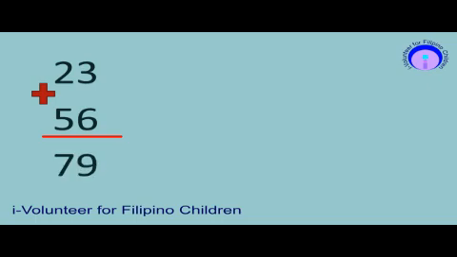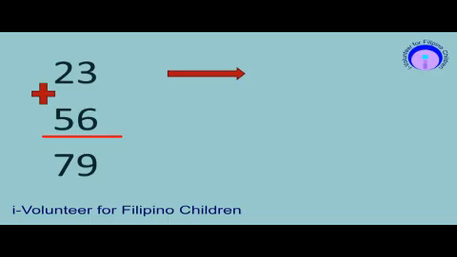To demonstrate, let's add 23 and 56. If we add these two numbers, we get 79. But if we are going to estimate it, it will be a different number. In order to find the estimation, we must know how to round the numbers.